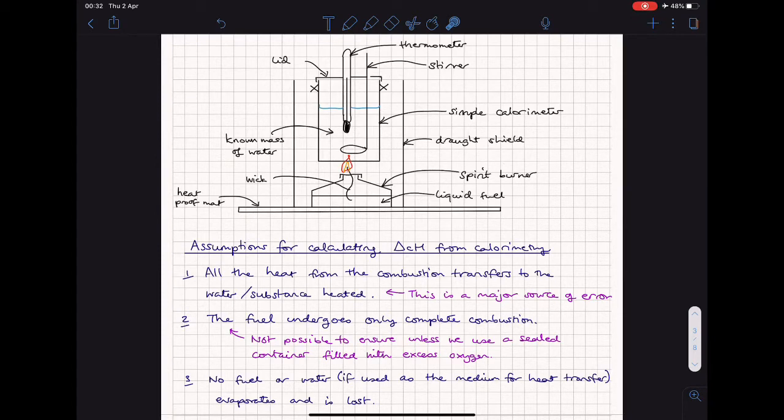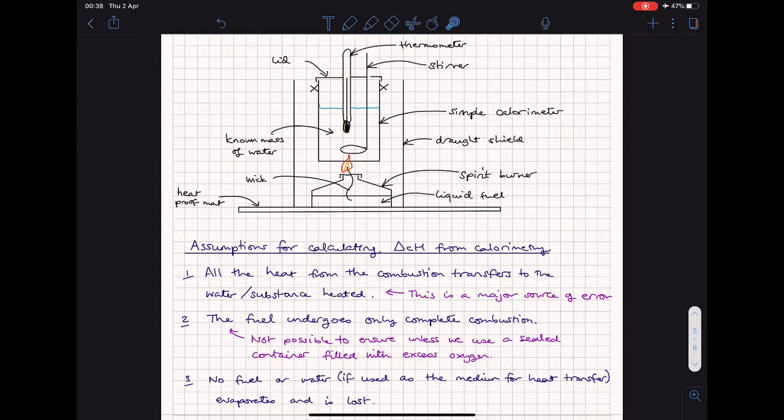To reduce the amount of heat loss, we use these draft excluders or draft shields around the calorimeter and the spirit burner, and that hopefully reflects the heat back into heating the water within the metal calorimeter. Another way to prevent heat loss from the heated water is to put a lid on the water, and that also reduces evaporation, which can cause a problem in the calculation, because if we have loss of the water, the mass of the water actually decreases and the temperature rise will be bigger than we expect.